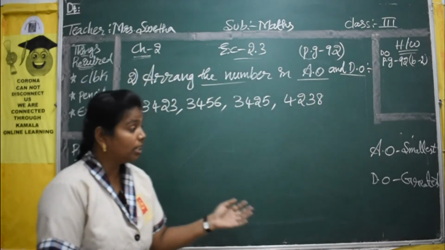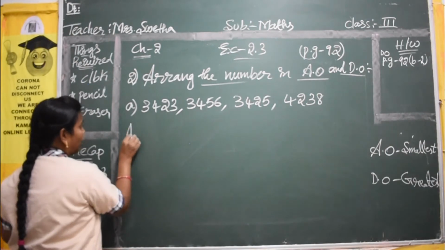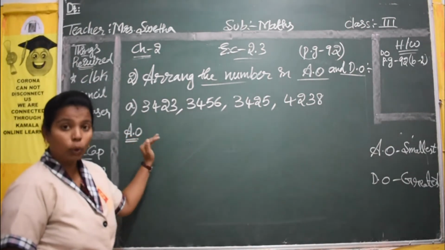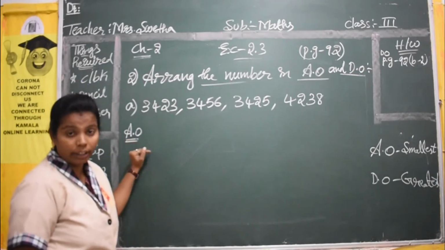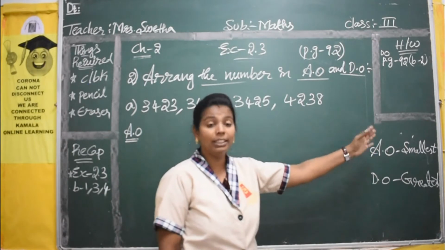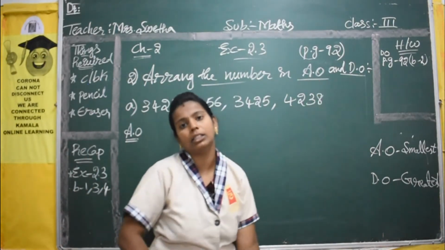Yes, so this is the first question, children. For this first question, first you are arranging in ascending order. So you have to write like this, A dot O. A dot O means ascending order. So ascending order means which number do you have to pick? You have to pick the smallest number. From the smallest number it will go to the biggest number.